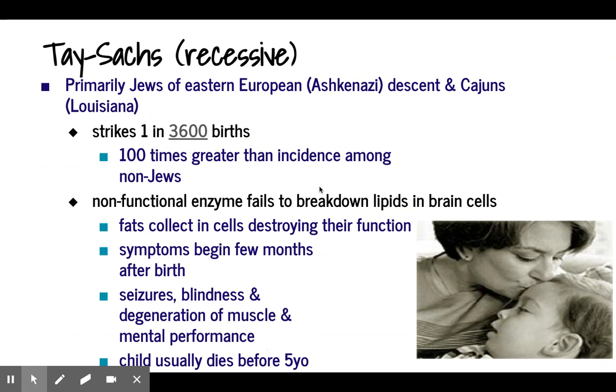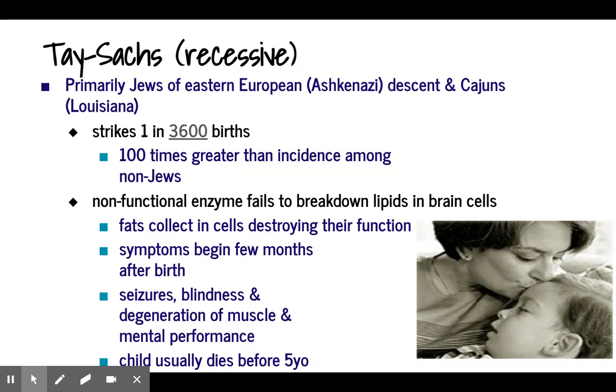Right, another disorder you should know about is Tay-Sachs. Tay-Sachs is also an autosomal recessive disorder, and it's found primarily in the Jews of Eastern Europe, or the Ashkenazi Jews, and in the Cajuns found in Louisiana. It strikes about 1 in every 3,600 births. It's 100 times greater than the incidence amongst non-Jews.